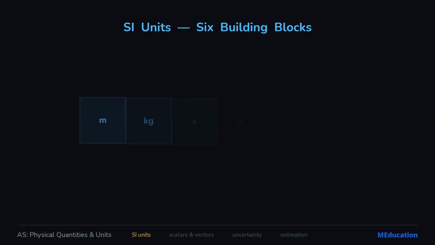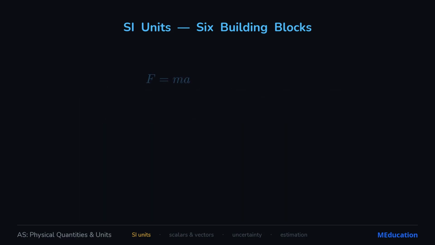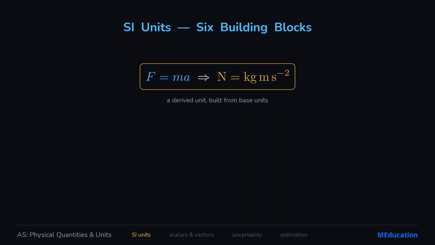The whole of physics is built from a tiny set of base units. 6 matter for this course: the meter for length, the kilogram for mass, the second for time, the ampere for current, the Kelvin for temperature, and the mole for amount of substance. Everything else is made by combining these. Every other unit is a derived unit, built by multiplying and dividing the base ones.